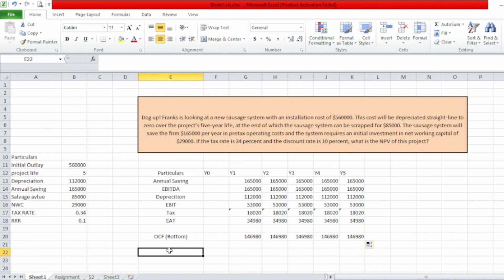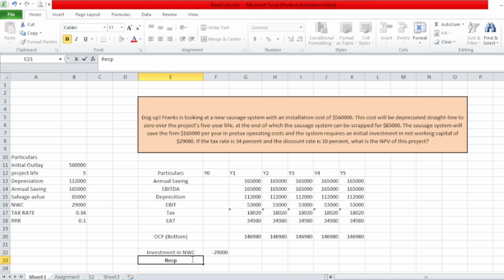Now we will adjust our cash flows, like outflows and inflows. First, we will adjust the initial investment in net working capital, which happened in year zero. I'm putting a minus because this is our cash outflow. It's not mentioned when the net working capital was recovered, so we are assuming that the net working capital was fully recovered in year five.